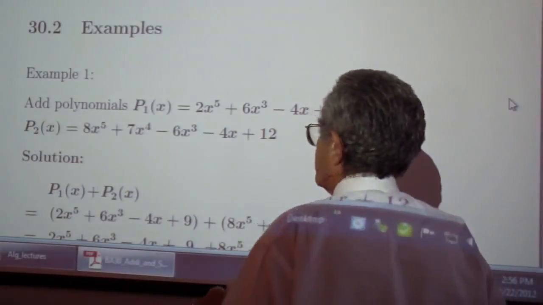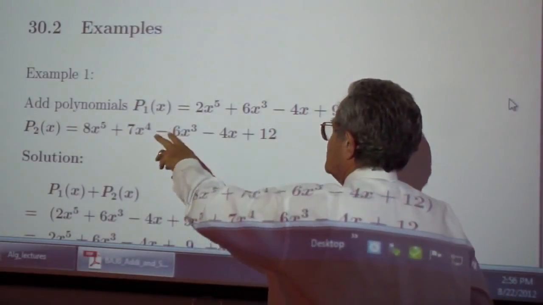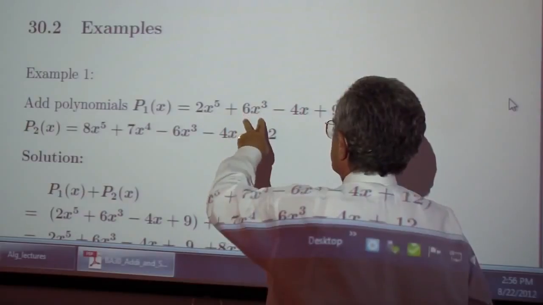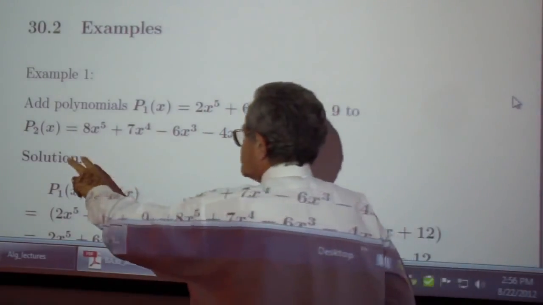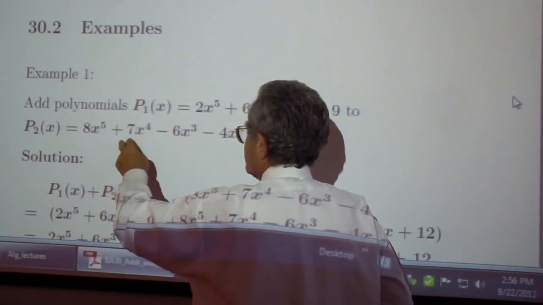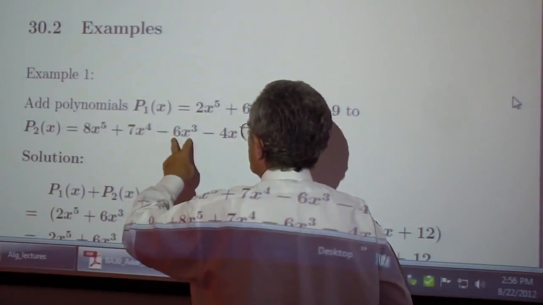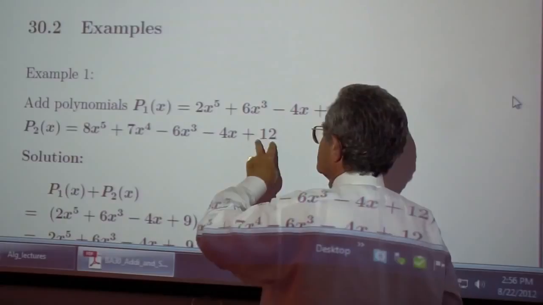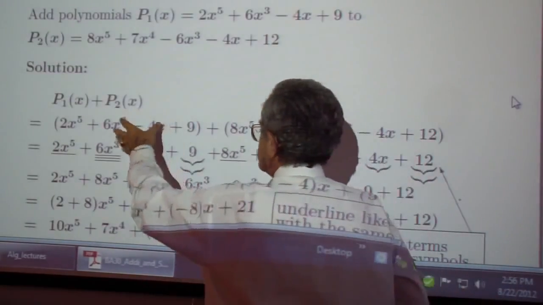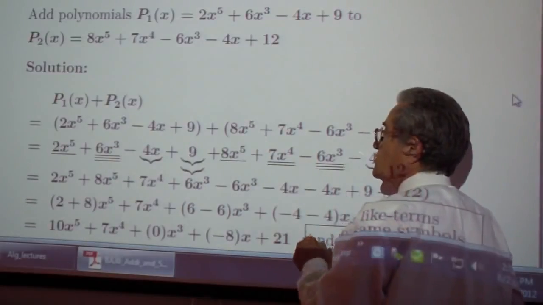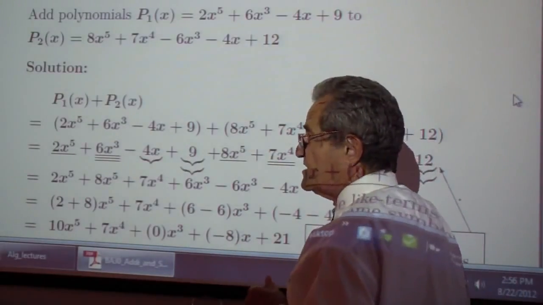Example 1. We add polynomial p sub 1, which is 2x to the 5 plus 6x cubed minus 4x plus 9, to polynomial p sub 2, which is 8x to the 5 plus 7x to the 4 minus 6x cubed minus 4x plus 12. So we add the first polynomial to the second polynomial. Parentheses are not really needed.